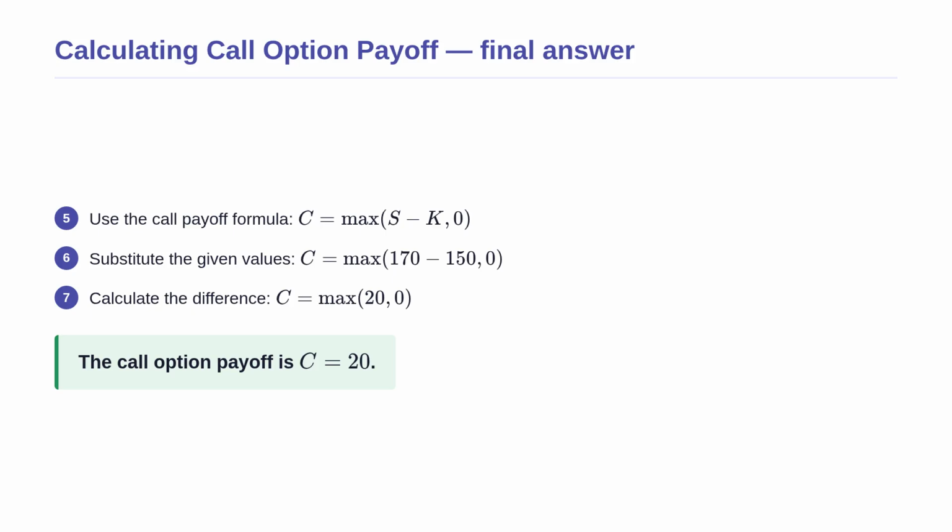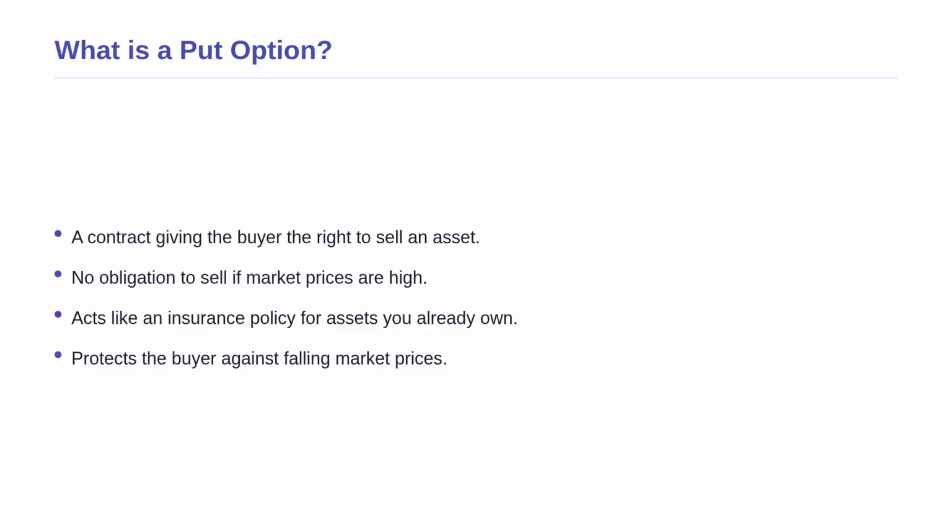Now that we have mastered call options, let us imagine the exact opposite scenario. What if you already own an asset and are terrified the market will crash? This is where the put option comes in. A put option gives you the right, but not the obligation, to sell an asset at a specified strike price. It acts exactly like an insurance policy for your property.